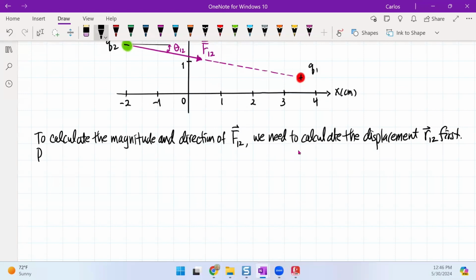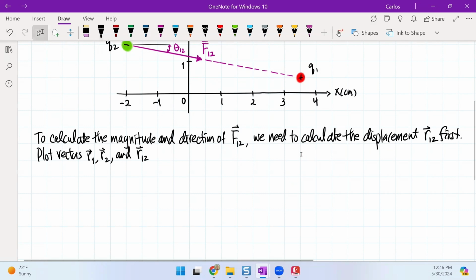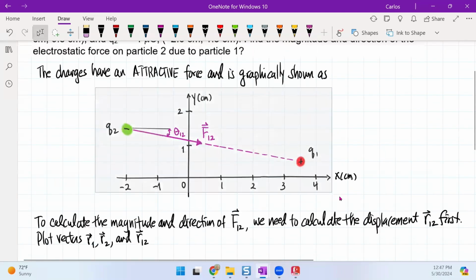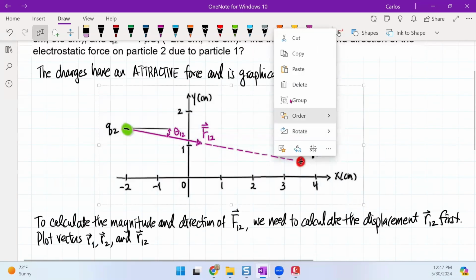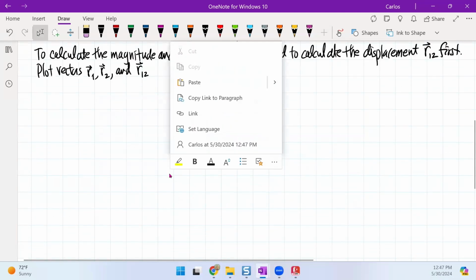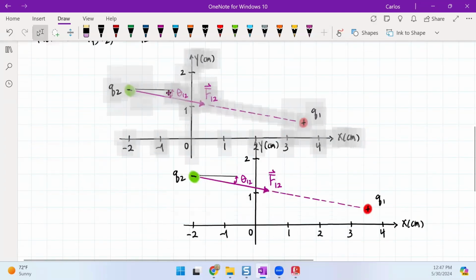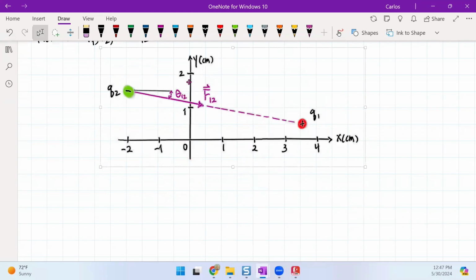So we want to plot vectors R1, R2, and R12. Now note that that vector has to be in the fourth quadrant. So we're expecting an X component to be in that quadrant. So I'm actually going to pirate this image from the question and bring it down here and modify it so we don't have to redraw it again. Okay, so let's say that we place that right there.